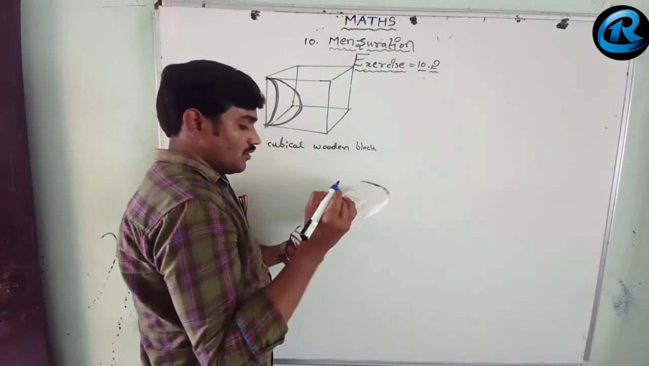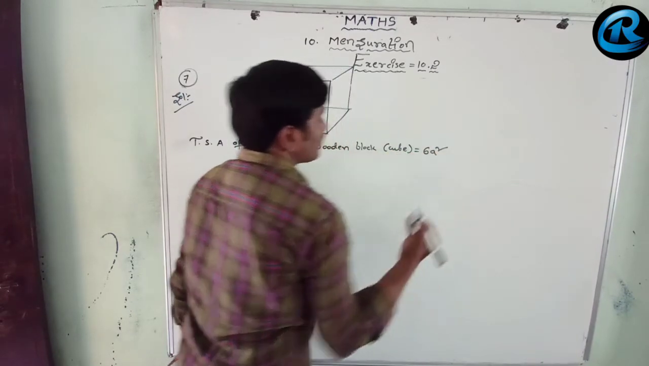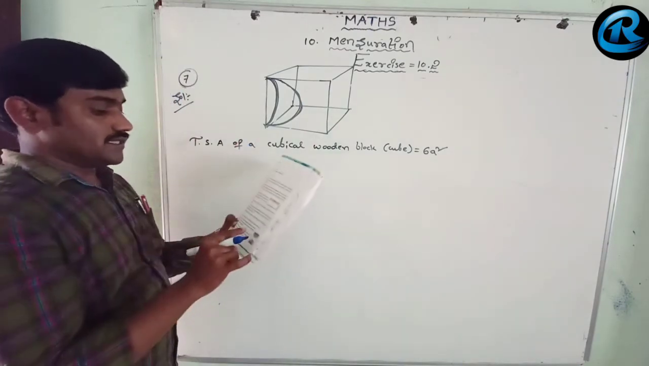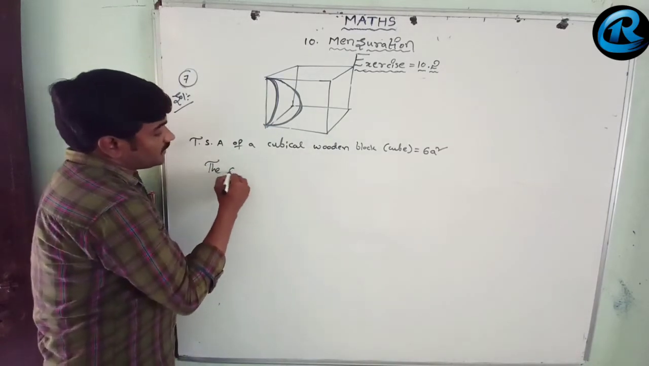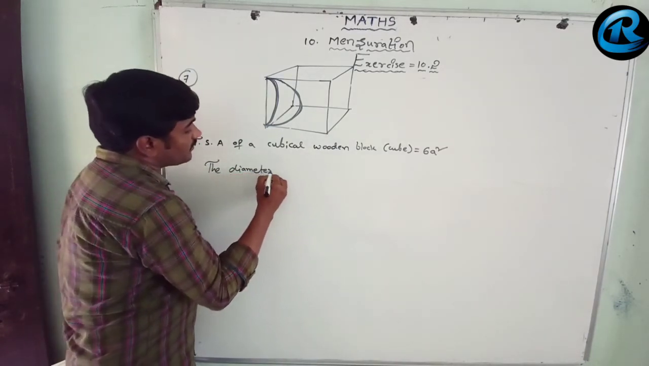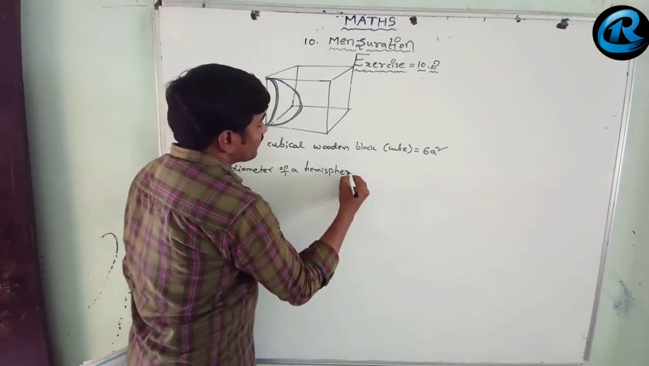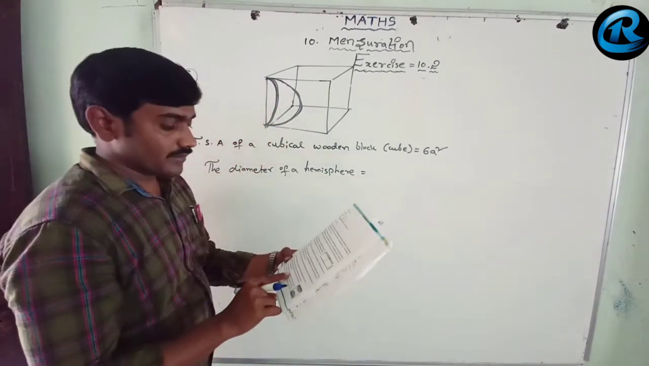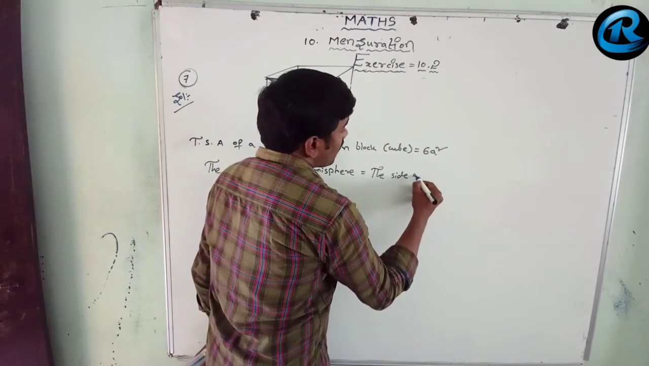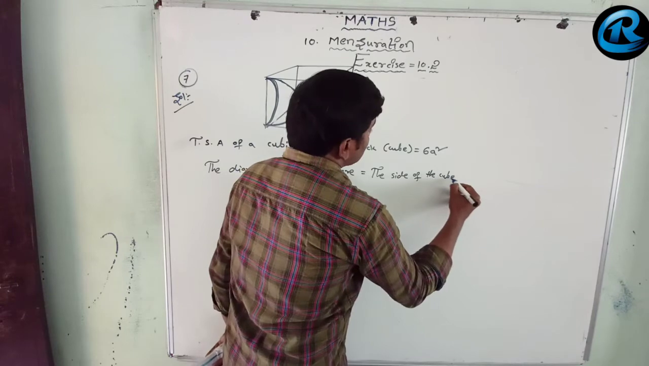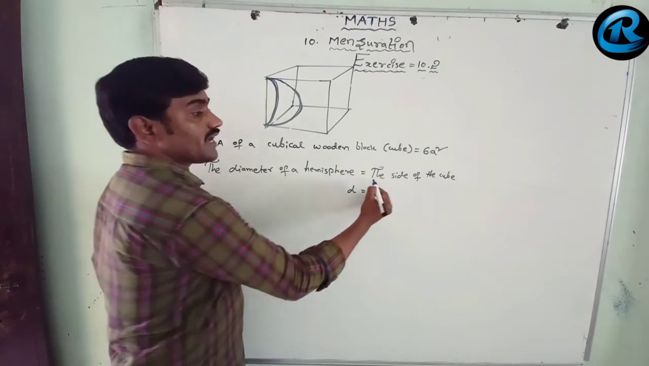Okay, the cubical wooden block, nothing but a cube. The total surface area of a cube is 6a square. Then what did he do here? The diameter of the hemisphere is equal to the side of the cube. Let the diameter of the hemisphere be d, that is equal to the side of the cube.